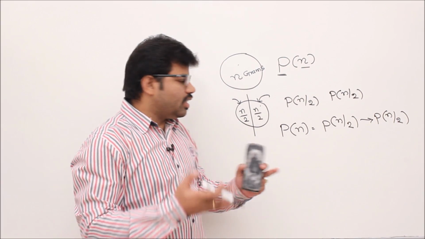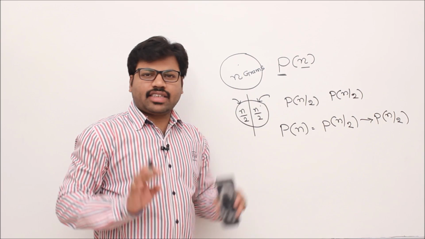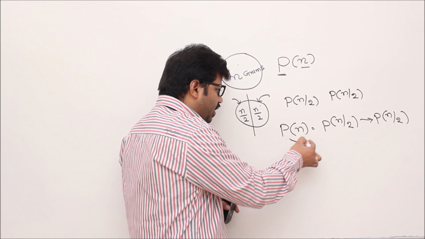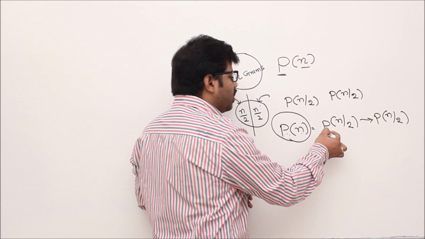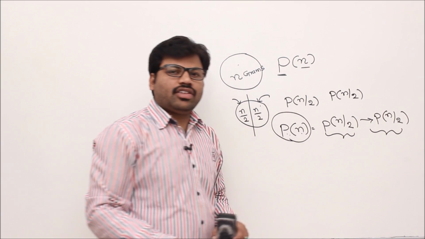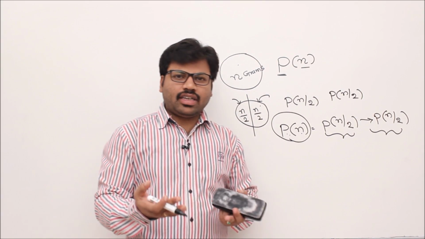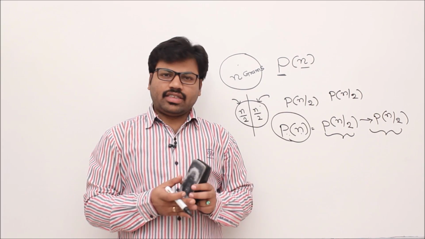So here you can see some sort of recurrence relation. A recurrence relation is exactly this kind of thing, where we represent a recurrence term of n with other recurrence terms of the same style. You see P of n is represented with P of n by 2 and P of n by 2. So that is the structure of a recurrence relation.